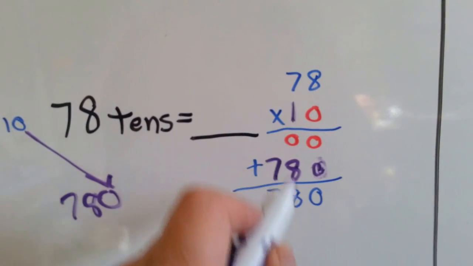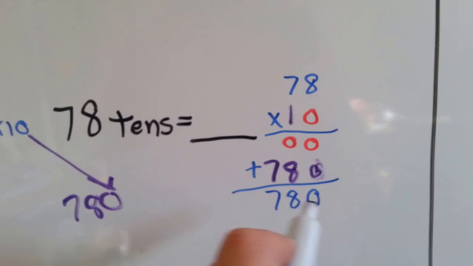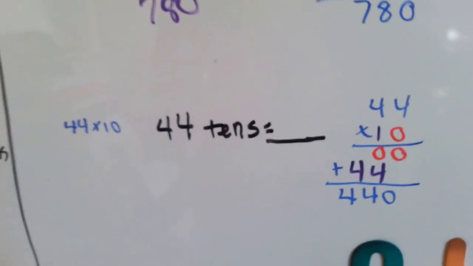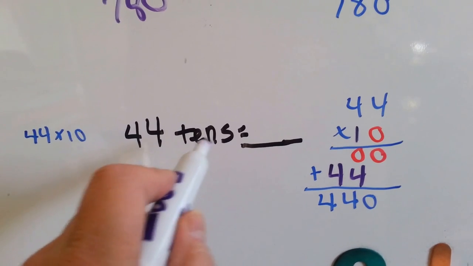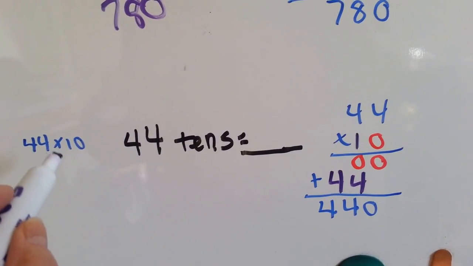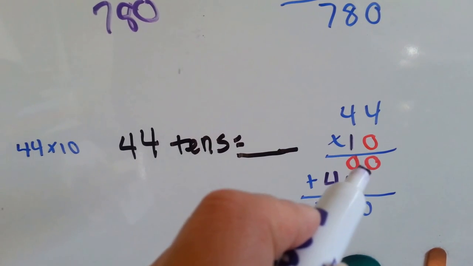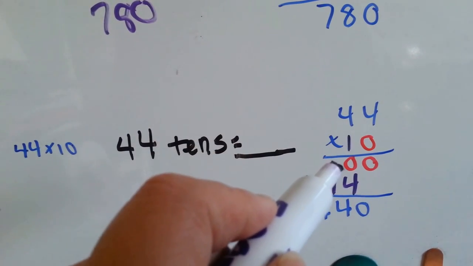So we add these, and we get 780. Let's look at this one. 44 tens is the same thing as saying 44 times 10. 44 times 10, 0 times 4 is 0. 0 times 4 is 0.